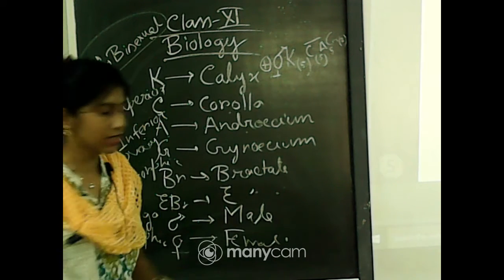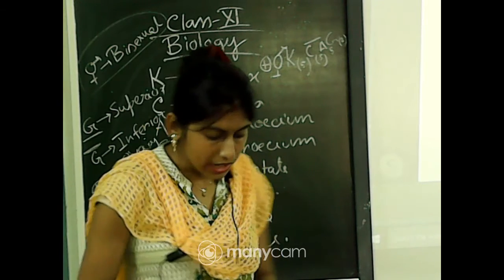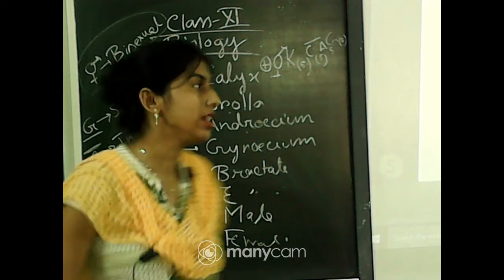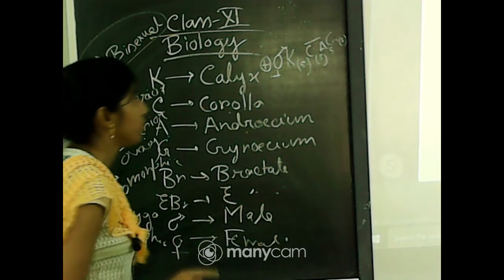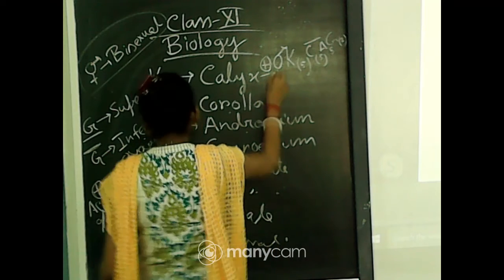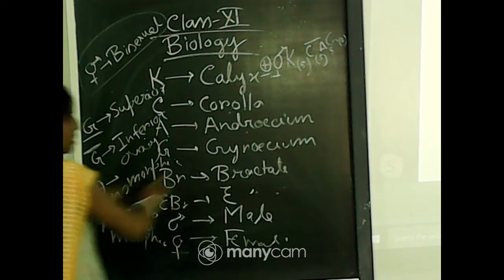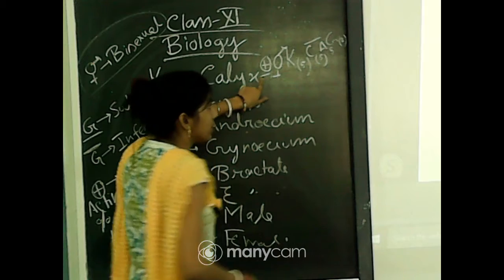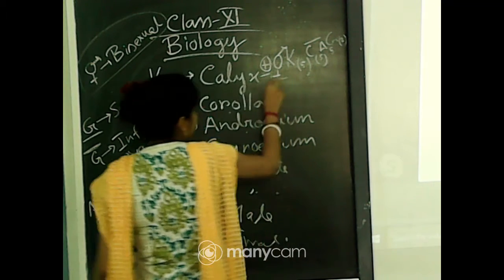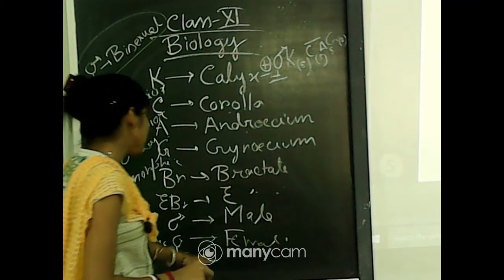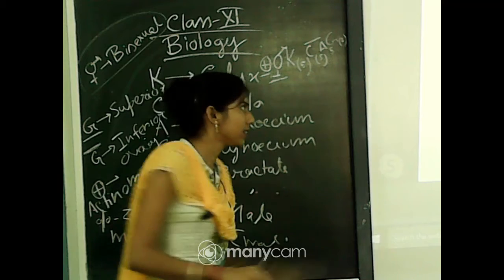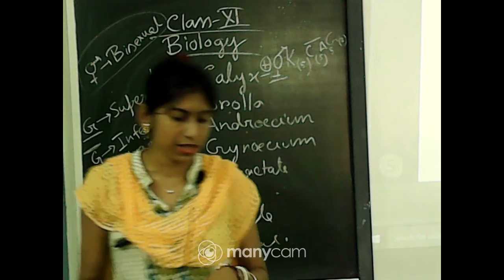First, if I consider the symmetry, we can see that it is having actinomorphic symmetry. So, flowers are having actinomorphic symmetry and it is bisexual. This is for actinomorphic symmetry. So, we can say the flower of Solanaceae family is having actinomorphic symmetry. This part is for bisexual flower. So, we can say that the flower is bisexual with actinomorphic symmetry.